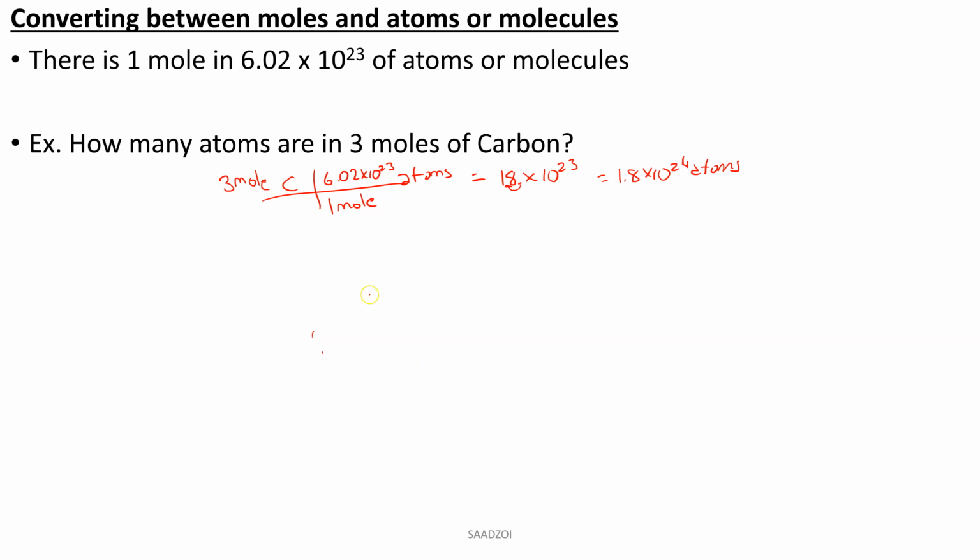Notice once again, the units cancel out. So you can always check if you did it correctly. The units cancel out, and whatever you're left with is what you're looking for. And that's exactly what happens here. All right, now we have 1.2 times 10 to the 24th molecules.